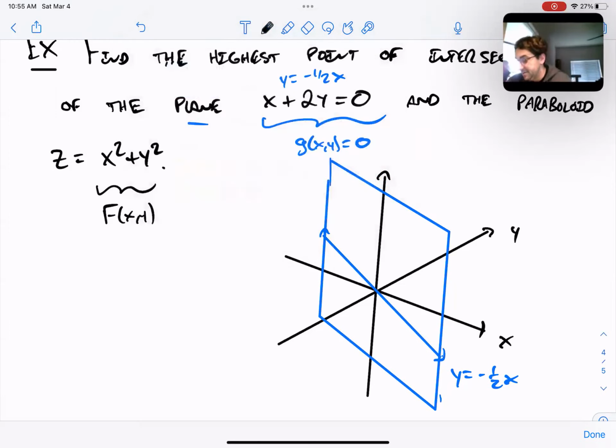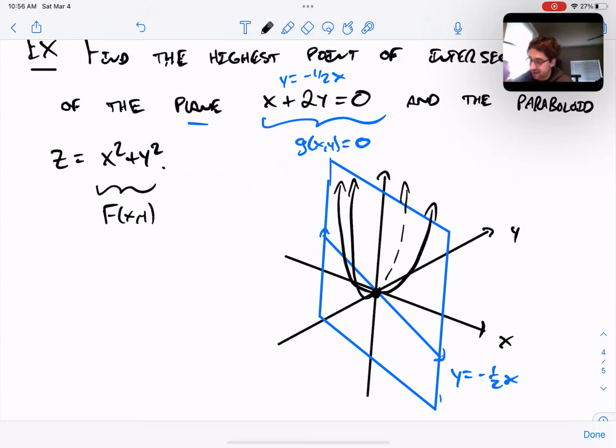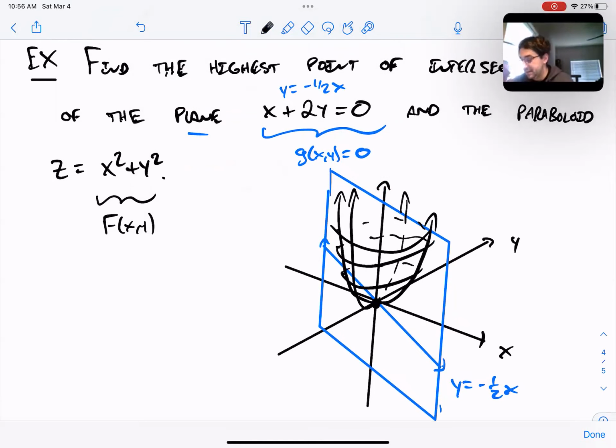Then this paraboloid, what does this paraboloid look like? It has an origin. It's an upward facing parabola here, upward facing parabola here, right? Upward facing parabola here and here. It has these circular cross sections, right? And so then we're saying, what is the highest? Let's actually say both highest and lowest, because this finds maxes and mins, right? Highest and lowest points. So here, what would you have? You're saying the intersection between this plane and this paraboloid.